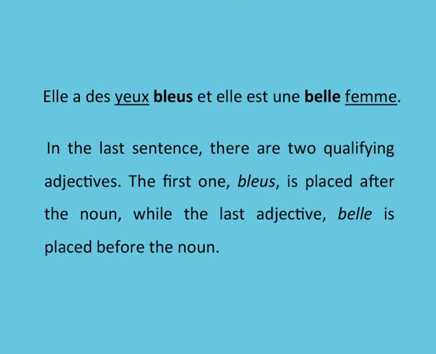In the last sentence, there are two qualifying adjectives. The first one, bleu, is placed after the noun, while the last adjective, belle, is placed before the noun. This text shows us the various positions of qualifying adjectives. Irrespective of its placement, a qualifying adjective always agrees in gender and number with the noun it modifies.